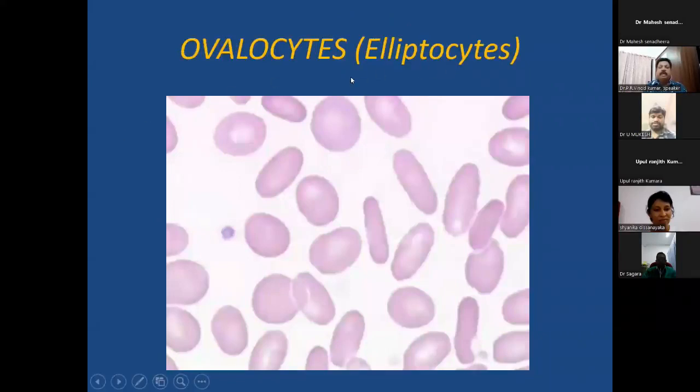Ovalocytes or elliptocytes. Actually, if you look at the blood smear of a camel, alpaca, or any camelid, in all these animals you can see ovalocytes. Ovalocytes are normal, oval-shaped erythrocytes. These are otherwise known as elliptocytes, and are normal in camels and camelids.